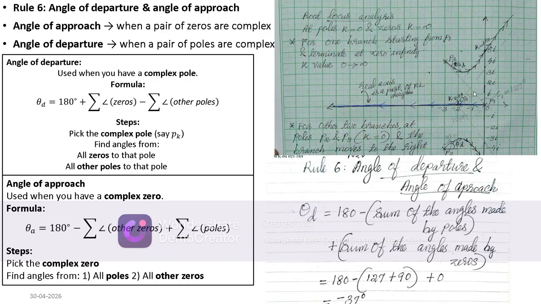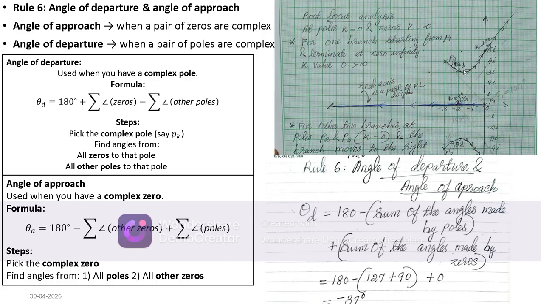So in order to mark the angle of departure on the graph, what you have to do is place a protractor here and mark a negative 37. So it will be below this point. So almost it will be here. So mark that point and draw a line.